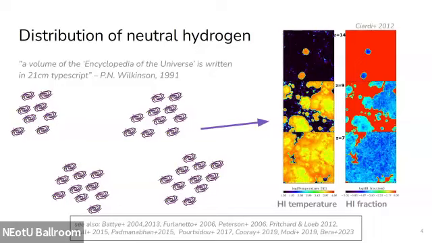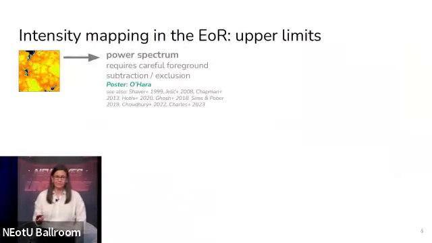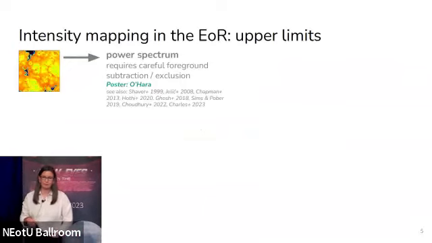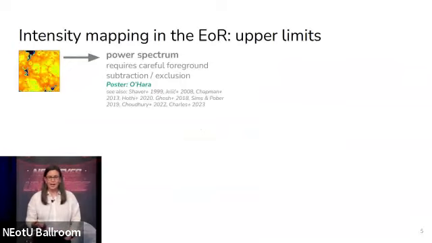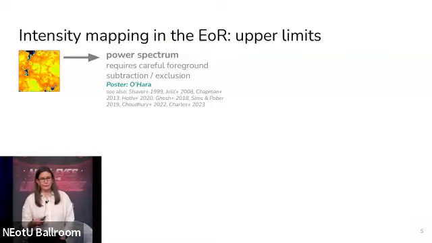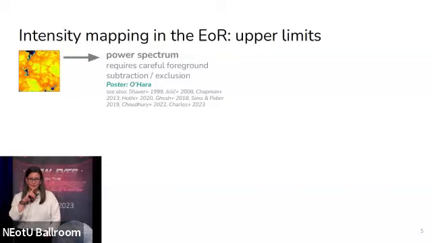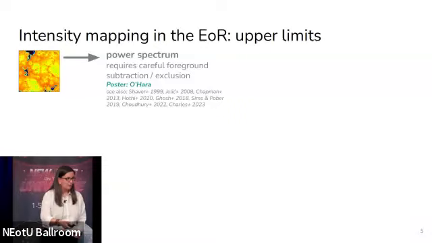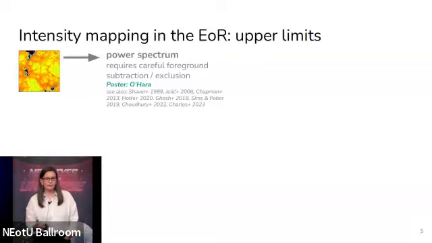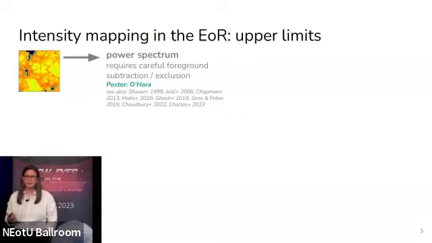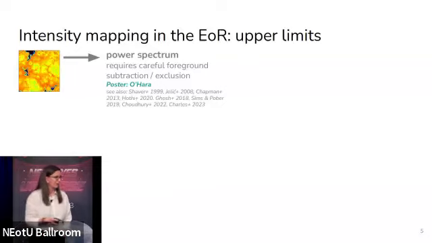Okay, so people have been working on this in the community for a while, doing intensity mapping for the epoch of reionization, and have produced some upper limits. What I'm going to show you are not intensity maps; I'm going to show you power spectra. So you take your intensity map, and then you can find the power spectrum of HI. This does require very careful foreground subtraction and exclusion when you're doing intensity mapping, which is a whole topic in and of itself that I'm not going to go into, but there is a poster on it, and there are also some references on the slide if you're interested.